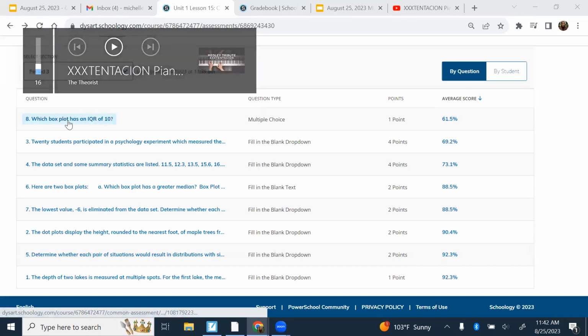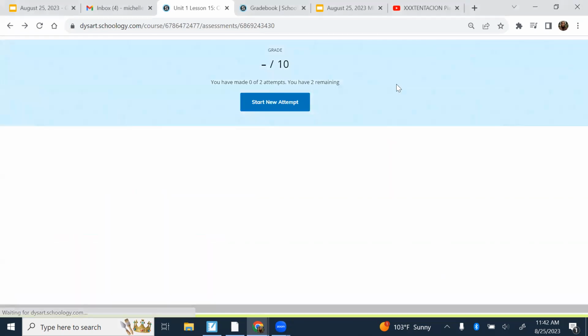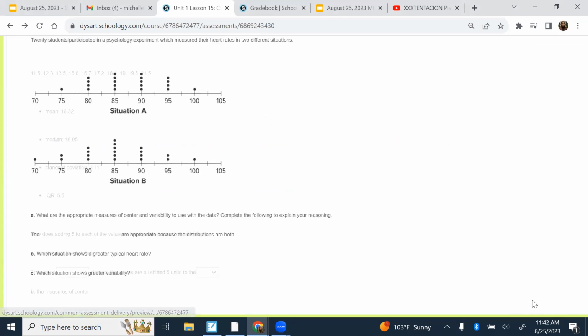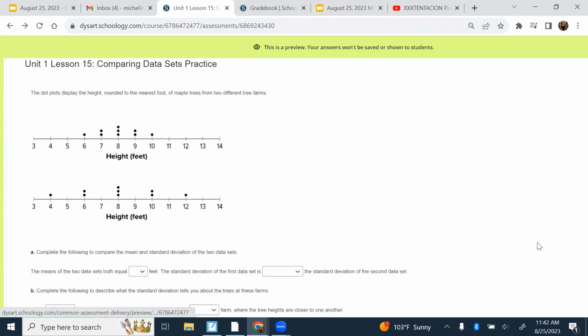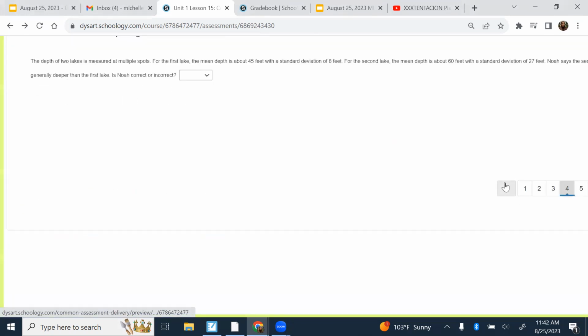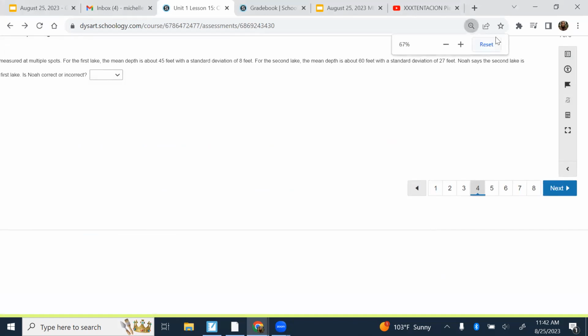This one, which box plot has an IQR of 10? Okay. I think that one might just be hard because we didn't explicitly do that today. But it is good to review. So let's look at that. Sorry, let me reset this.